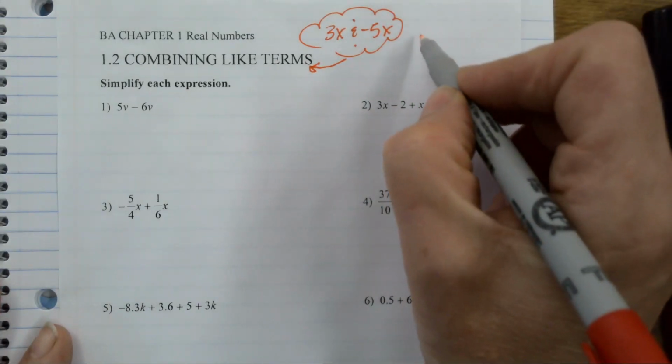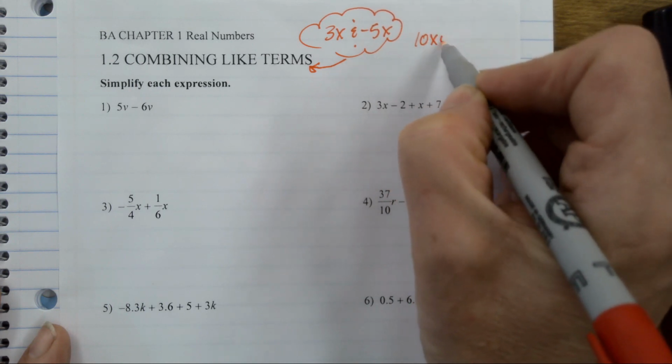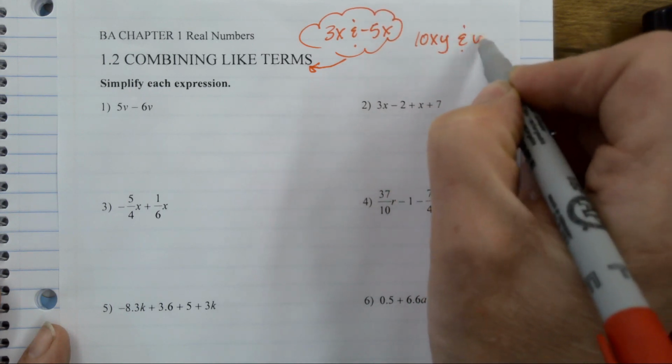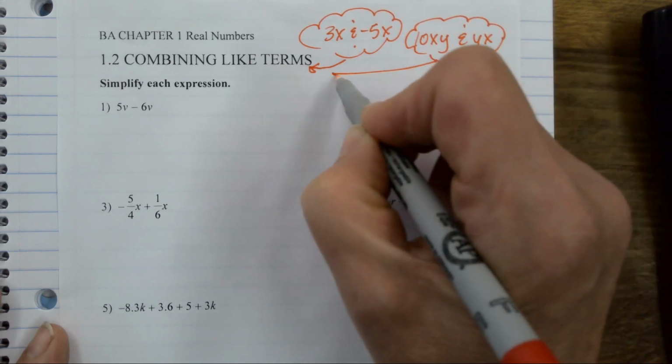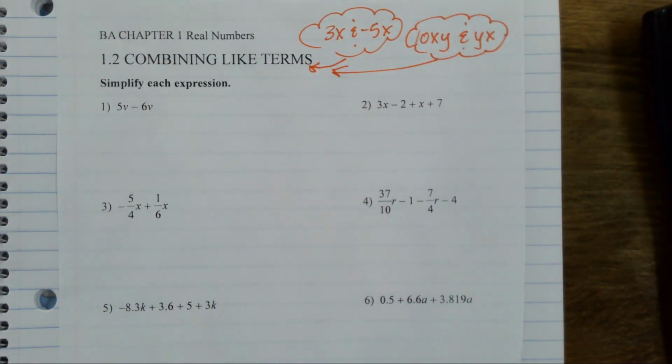Likewise, 10xy and yx, those are like terms as well. We can put those in the like terms category. Even though the x and the y switch their order, they're still considered like terms because it's got the same variable raised to the same power.